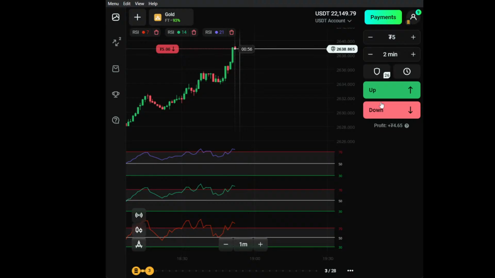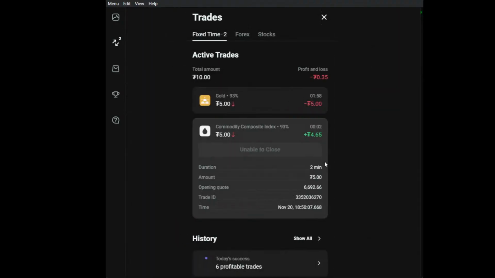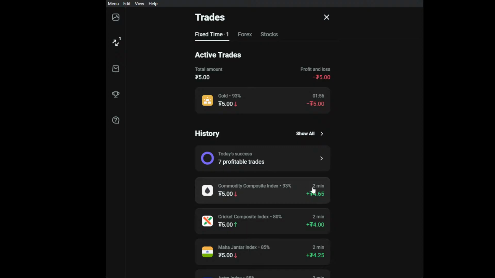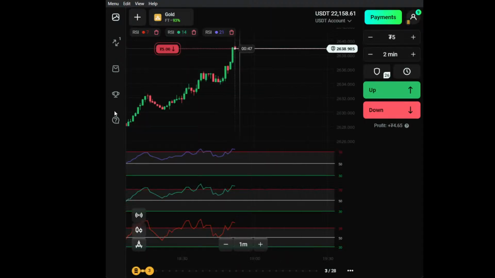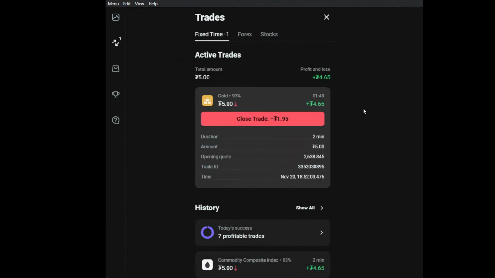Okay, I have made a trade in the down direction. Let's see how this one goes. Okay, the trade that we made in commodity also went positive. Right now we have one active in gold. Hope that also goes positive.